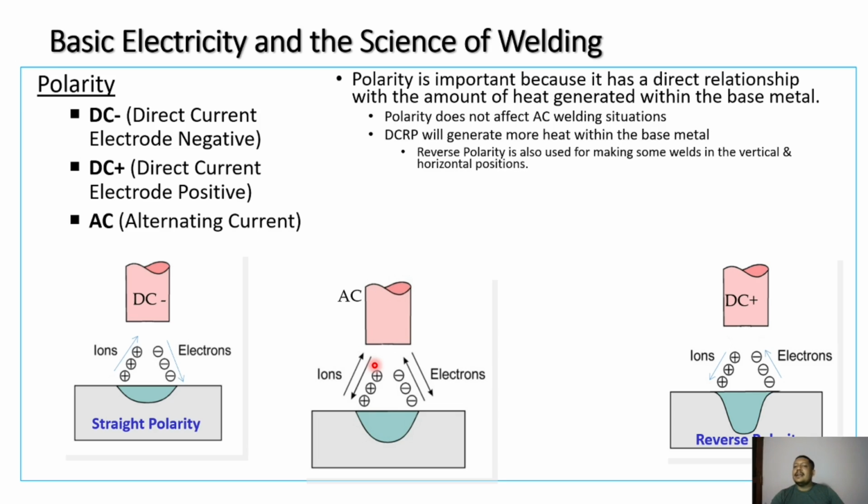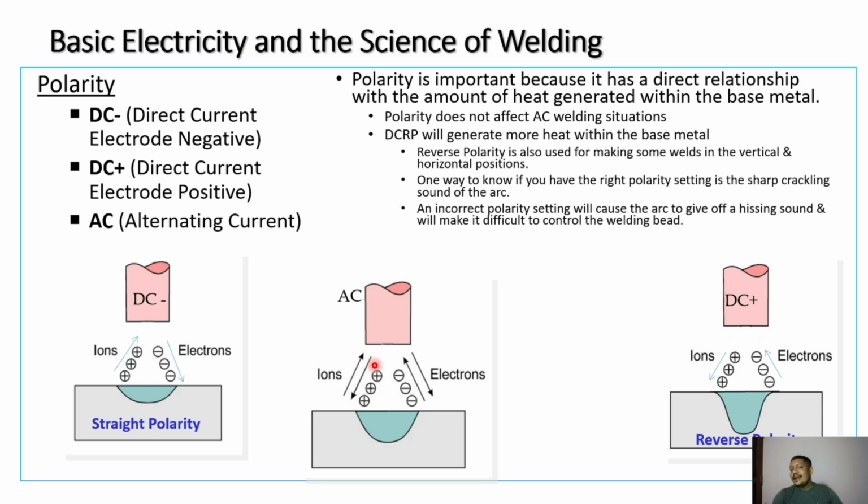Reverse polarity is used for making some welds in the vertical and horizontal positions. One way to know if you have the right polarity setting is the sharp crackling sound of the arc. Only an experienced welder can distinguish these sound effects. An incorrect polarity setting will cause the arc to give off a hissing sound and will make it difficult to control the weld bead.